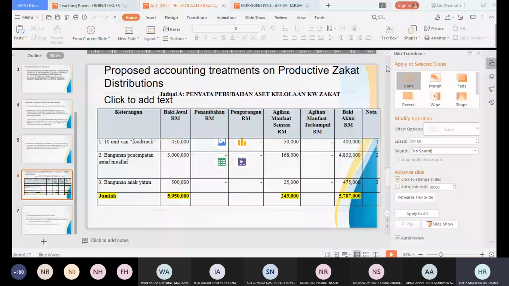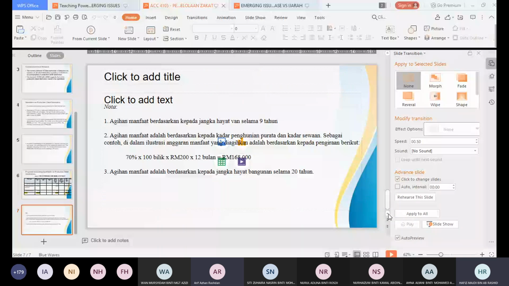Sir, I have one question. Yes, one question. Why don't Zakat institutions register under CLBG like a normal yayasan would do, a standard practice like any normal yayasan would do?